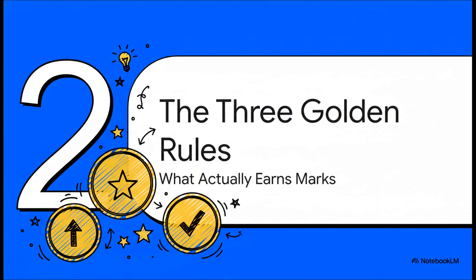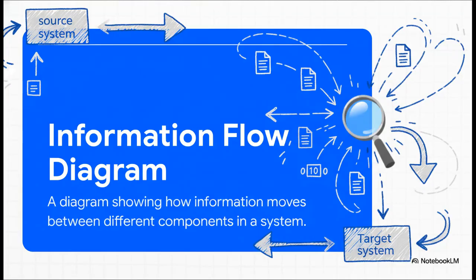Okay, so if the shapes don't matter, what does? Well, that's where our 3 golden rules come in. This is the stuff that actually earns you the marks. But before we dive into the rules, let's just make sure we're on the same page. What even is an information flow diagram? It's exactly what it sounds like. It's a map that shows how information travels from one part of a system to another. That's it. It's all about the journey of the data.